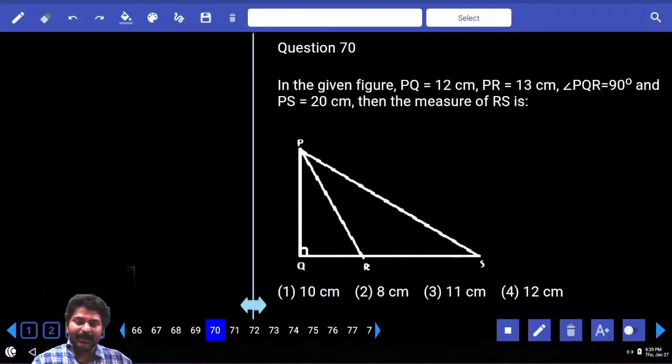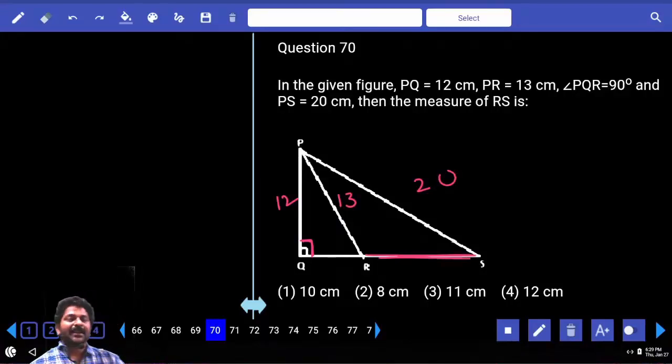PQ is 12. PR is 13. Angle at PQR is 90 degrees. Okay, right angle triangle, already said. PS is 20. The measure of RS, this value. Okay. So first consider the PQR triangle. Right angle triangle, so it must follow a Pythagoras triplet, right? Then what must be the base value?